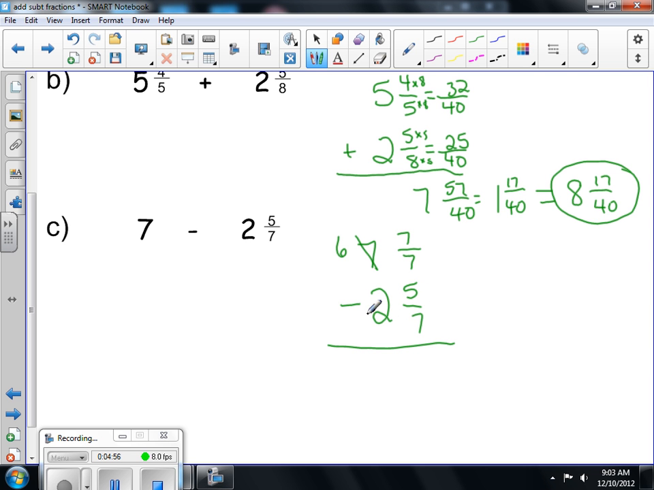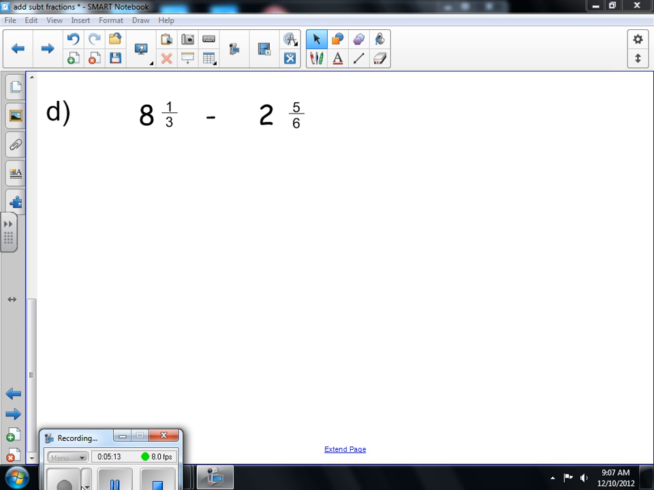Now can I subtract? 7 minus 5 is 2/7. 6 minus 2, right, 4 and 2/7. And can I simplify that? Nope, that's your final answer. Okay, and the last example we're going to do is 8 1/3 minus 2 5/6.